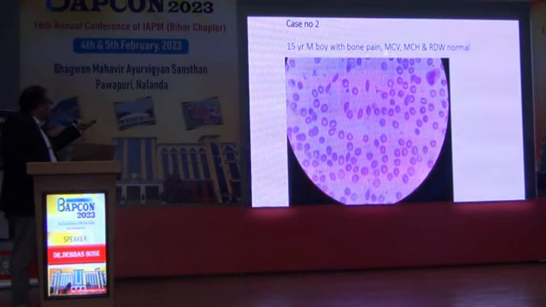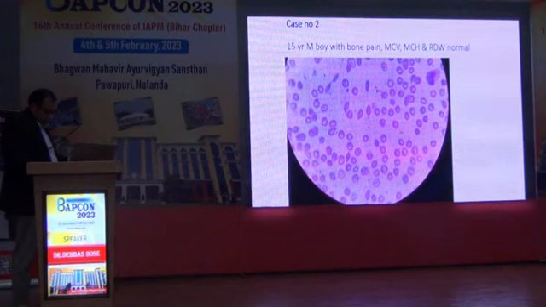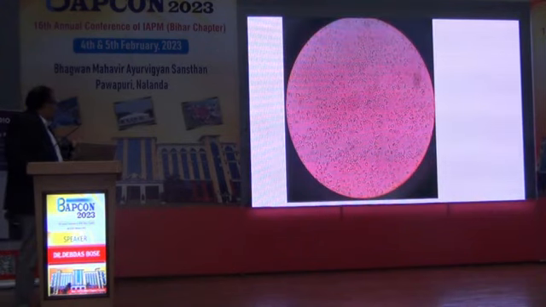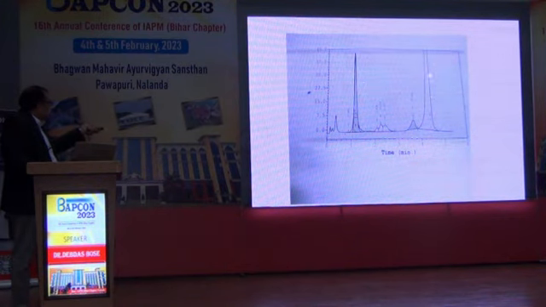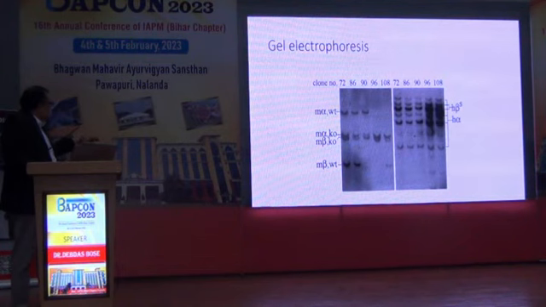Okay, then case number 2. See, is there any abnormality in the PS? What are these cells? These are sickle cells. These are all sickle cells. We did the sickling test, the beautiful sickling test. Then we did the HPLC. This is HPLC positive, this is increased, and the molecular test was also positive.